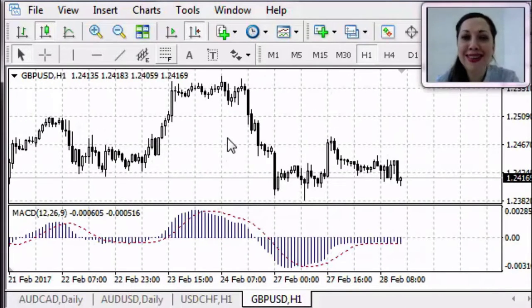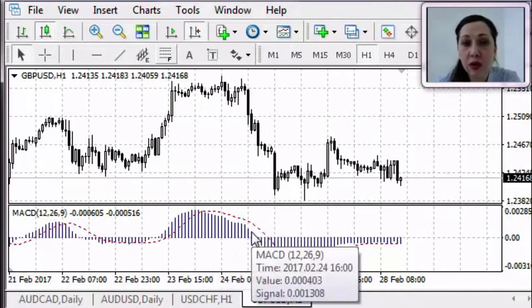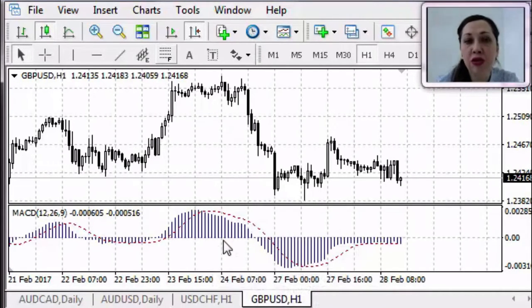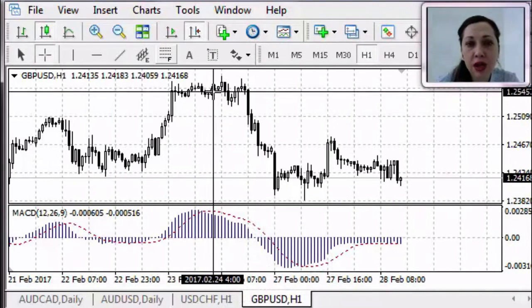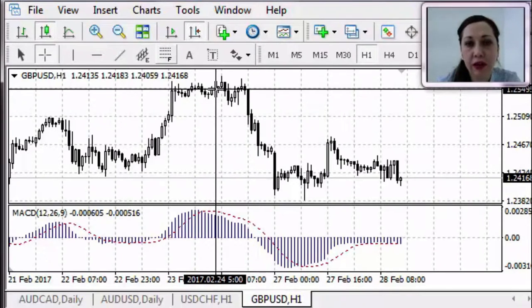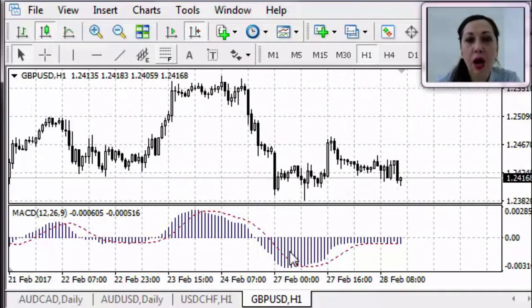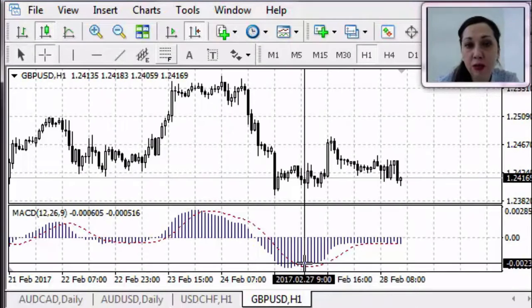Also, there are additional entry points with the crossovers of the signal line and the slow line, which is the histogram. When the signal line crosses below the slow line, the histogram, it's time to open, for example, a sell trade. When it crosses above, it's time to open a buy trade.